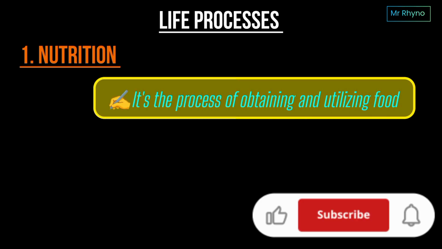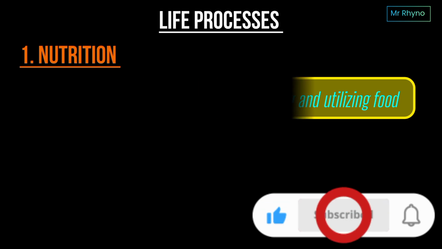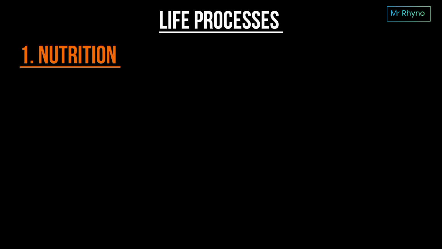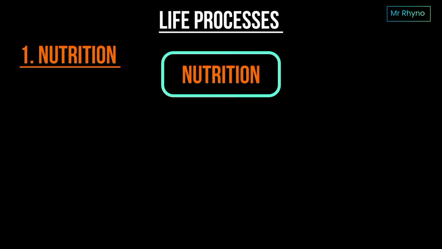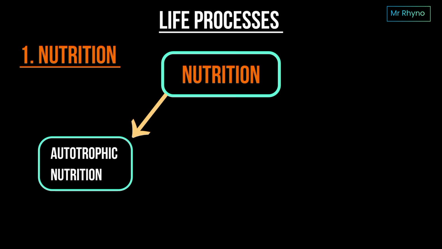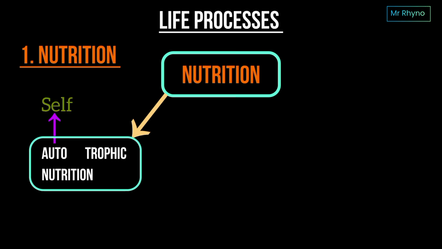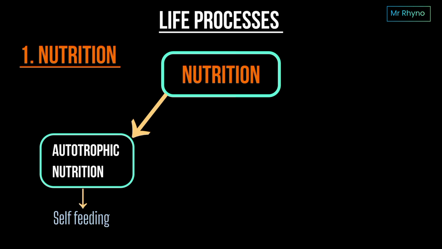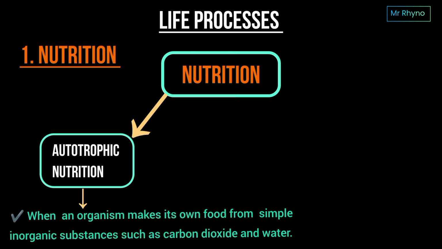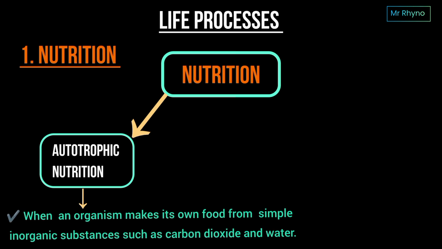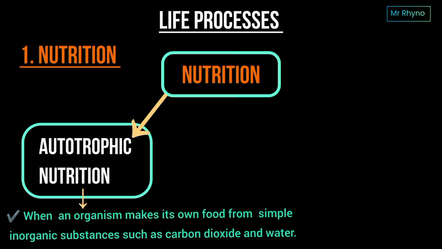Now, not all living things get their food the same way. There are two broad types. Number one, we have autotrophic nutrition. The word auto means self, and trophos means feeding. So autotrophic means self-feeding. So I can define autotrophic nutrition as when an organism makes its own food from simple inorganic substances like carbon dioxide and water, then it is called autotrophic nutrition.